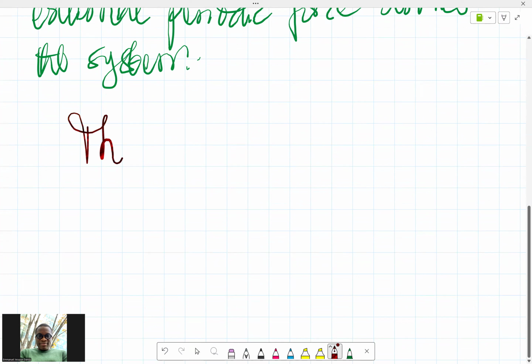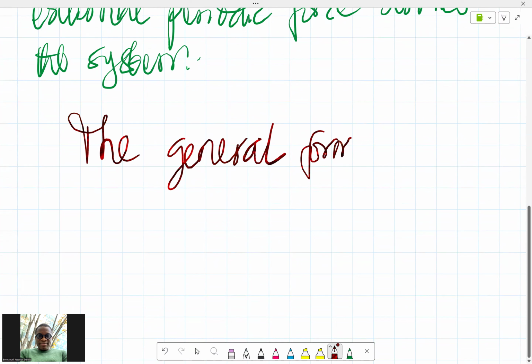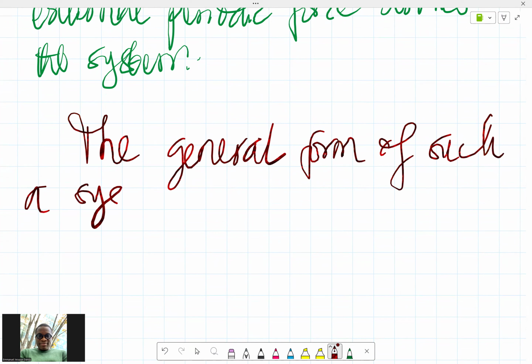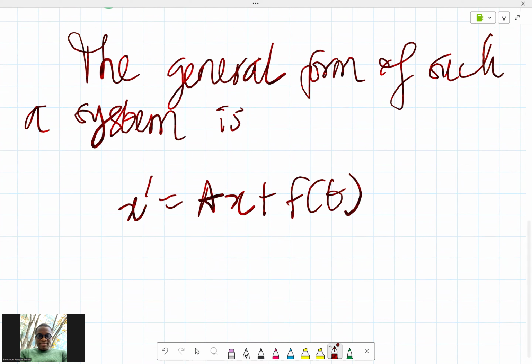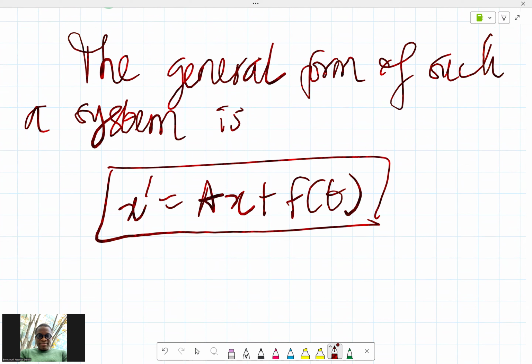The general form of such a system is x prime equals Ax plus f of t. Of course, it's still the same pattern with all we've been considering, the standard non-homogeneous linear system.